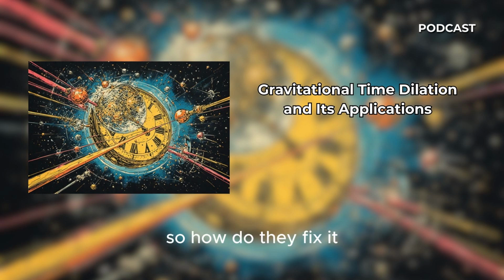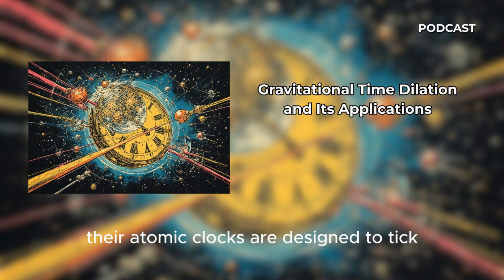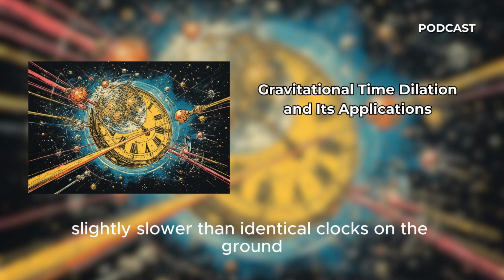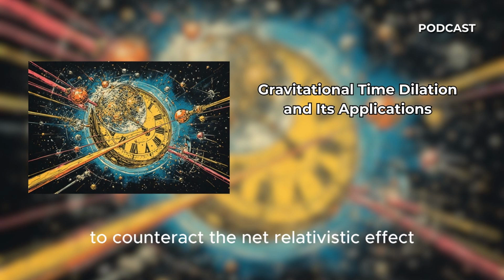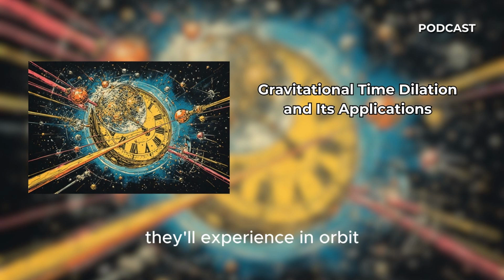So how do they fix it? Engineers build the correction right in. Before the satellites even launch, their atomic clocks are designed to tick slightly slower than identical clocks on the ground. Slower on purpose? Yes, by precisely the amount needed to counteract the net relativistic effect they'll experience in orbit.